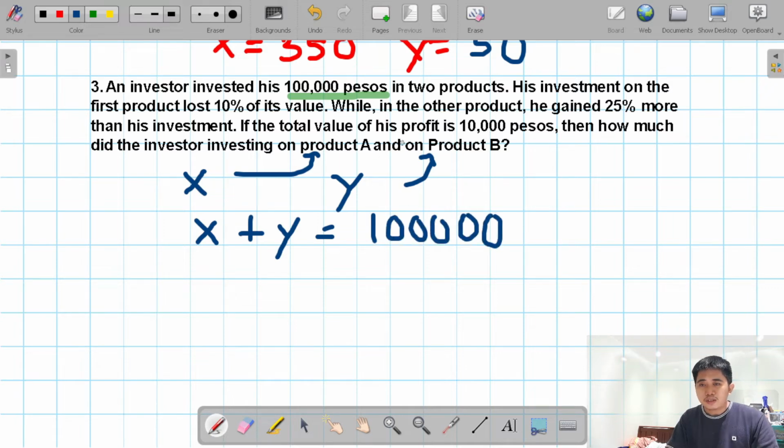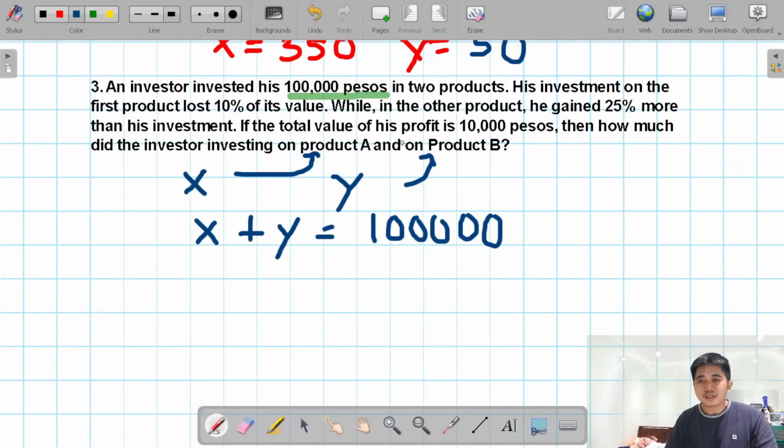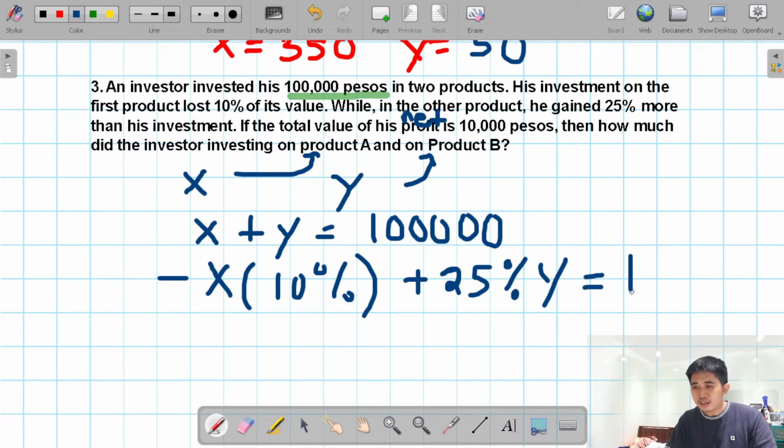So a while ago, when we did discount and the other one when the price is increased, we included the 100%. But for profit, we do not include the principal, the 100%. So if he lost 10% of his investment, but he earned 25%, notice that we are not including the 100%, we are not including the principal of y. It's equivalent to his profit, 10,000.